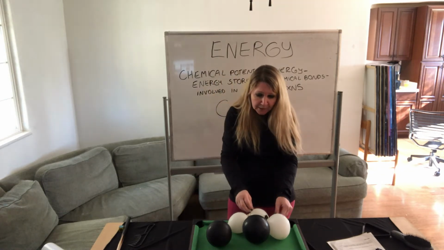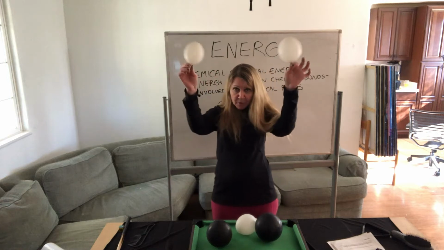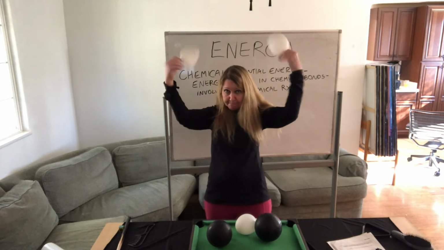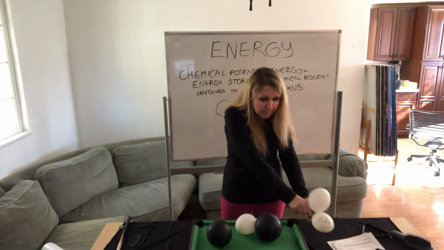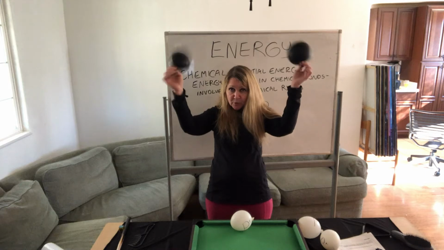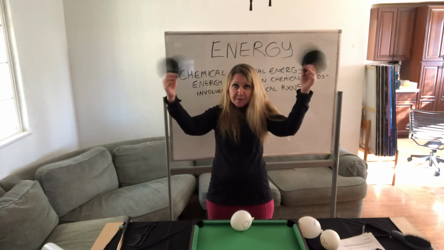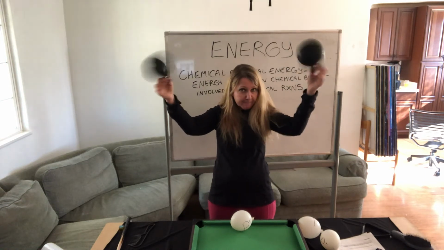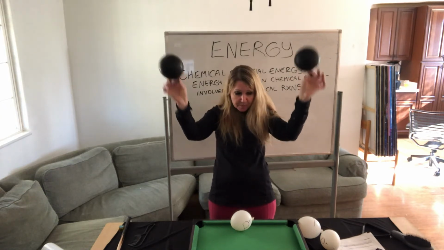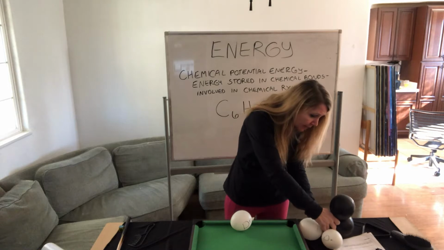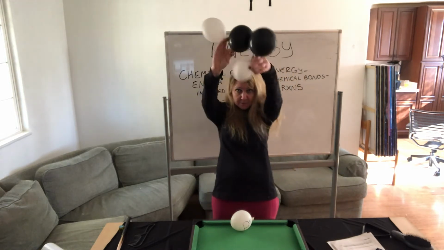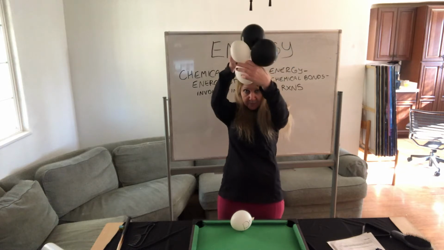So normal helium has 2 protons. So we're going to say the white balloons are the protons, remember. Okay. Normal helium also has 2 neutrons. The neutrons are going to be the black balloons. So a normal helium atom then, in the nucleus, looks like this. It has 2 of each.